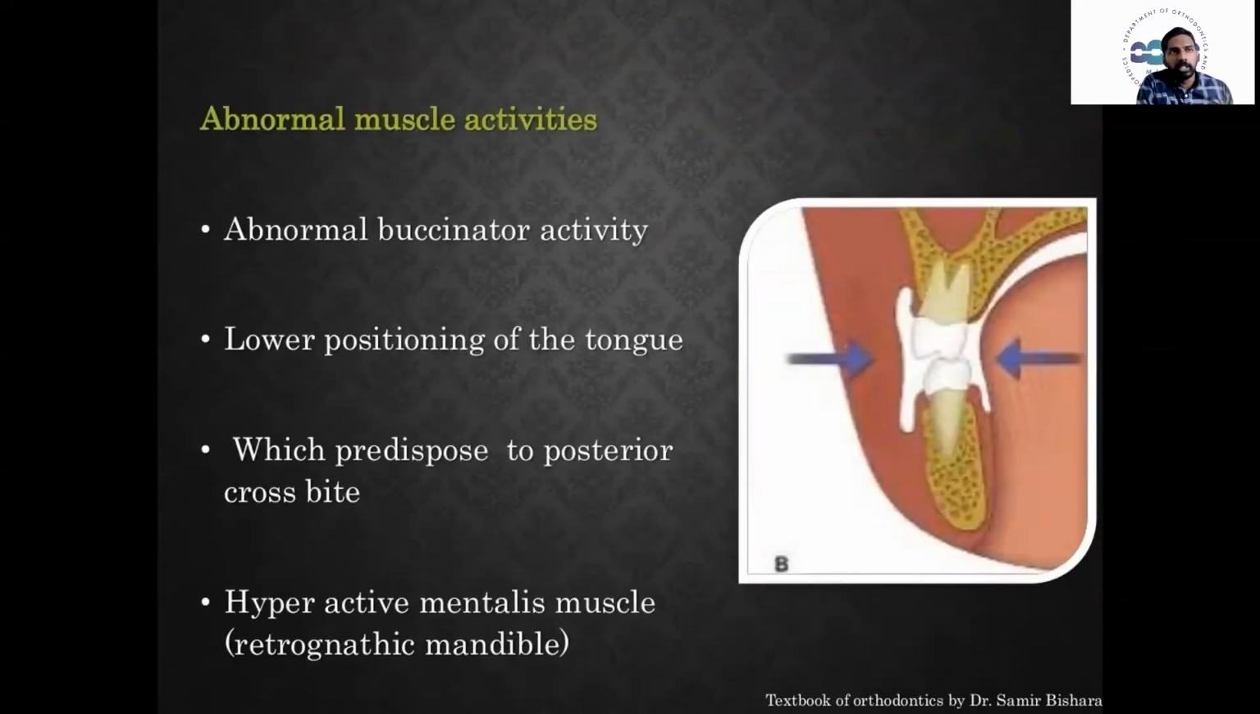So I discussed the abnormal buccinator activity and lower positioning of the tongue. As we know, in the buccinator mechanism, the tongue muscle is balanced by the orbicularis oris, buccinator and the superior constrictor. The whole band is balanced by the tongue muscle. When the tongue takes a lower position, there will be constriction by the buccinator and it will constrict the arch. These constrictions can be seen in the premolar region because this balance is disturbed, which can result in a posterior crossbite. We can also say there is a hyperactive mentalis muscle.